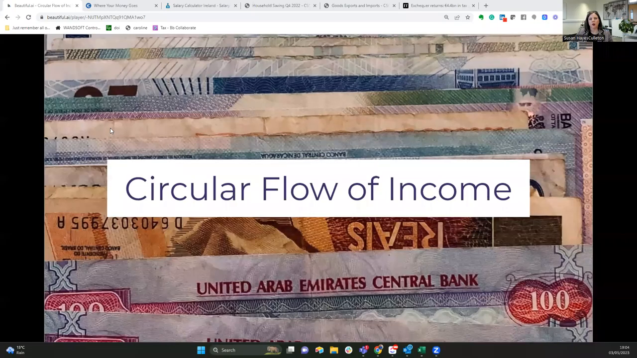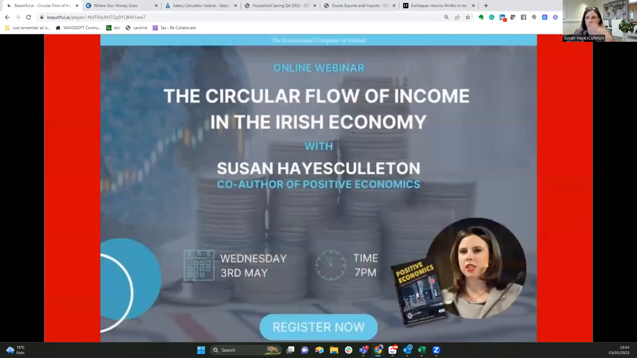So I'm going to share my screen. And I am going to start off with this slide, which is called, of course, the circular flow of income. As I've already pointed out, I am going to focus on the circular flow of income in the Irish economy, and the data I'm going to show you relates to the Irish economy. But if you have any questions about any other economy or any other data you want to find, please do feel free to let me know.